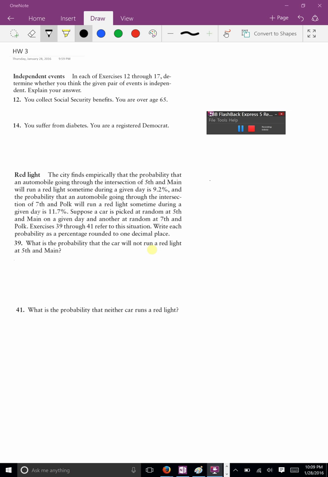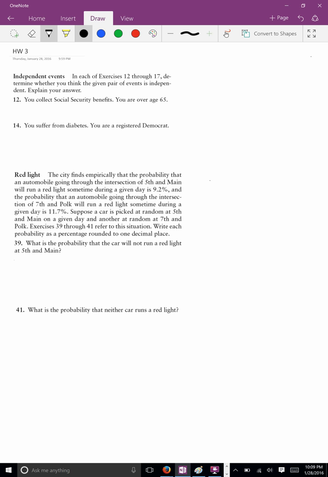Okay, so these are the first set of homework problems in homework 3. These are the ones from section 5.3. And the first two problems, 12 and 14, are asking you to determine if two events are independent, okay?